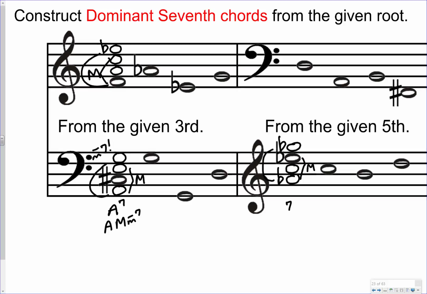dominant seventh chord. Okay, so take some time now with some staff paper and write down what you see and construct dominant seventh chords from the given root, third, or fifth without altering the given note. And we'll check back and see how you did in just a short while. Good luck, AP.